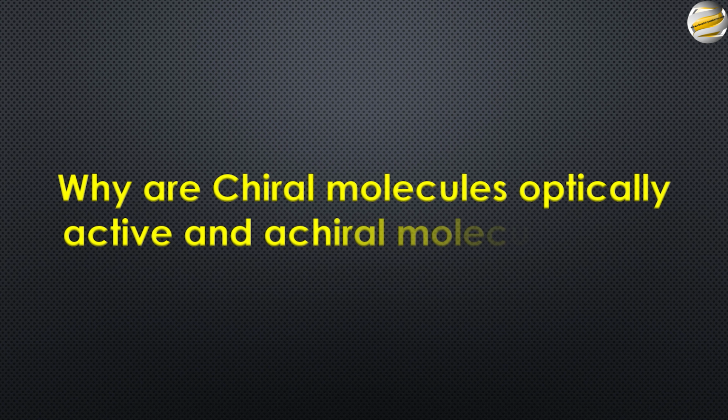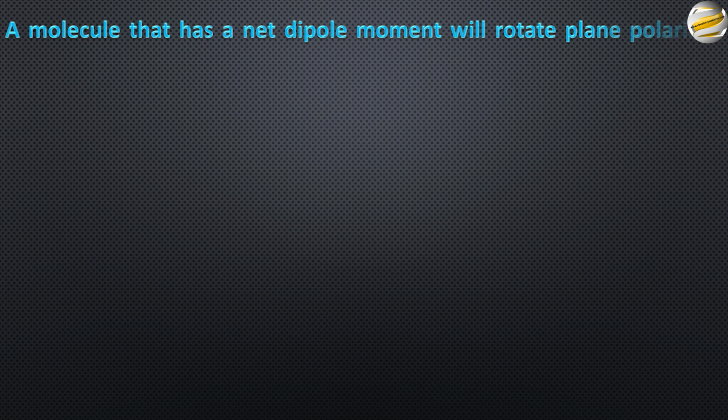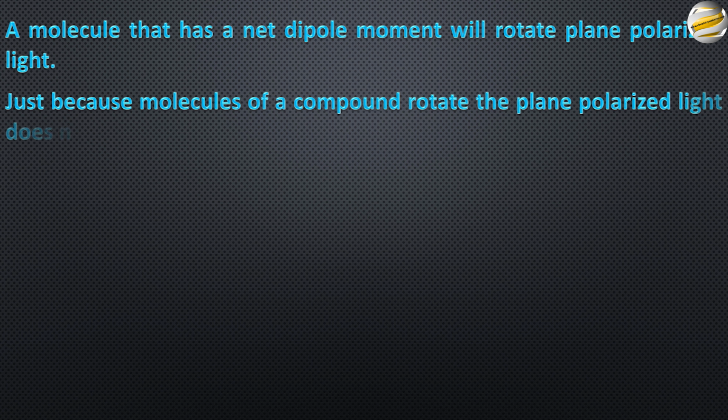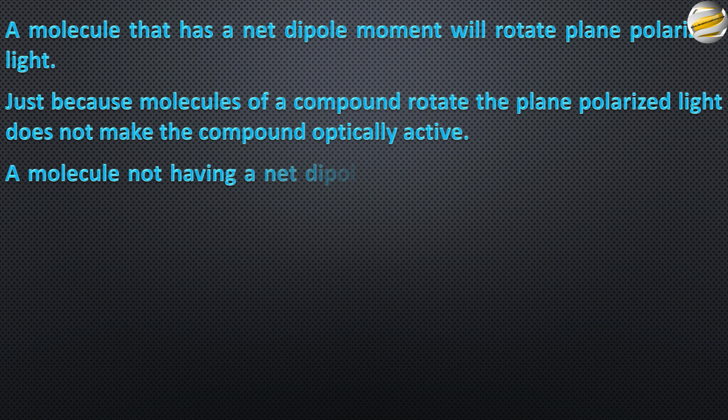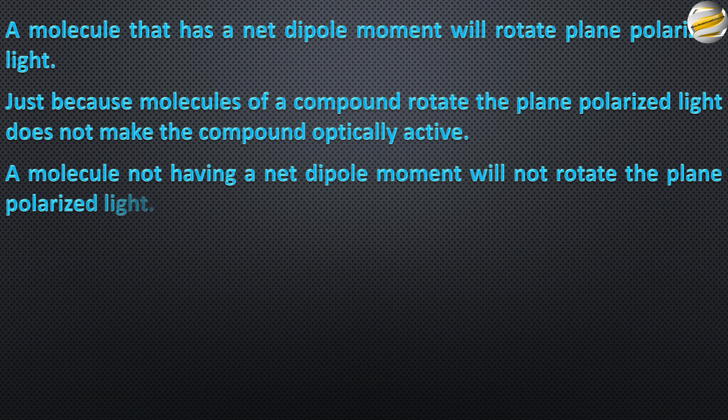Why are chiral molecules optically active and achiral molecules not? We need to understand certain points. First, a molecule that has a net dipole moment will rotate the plane polarized light, and it will do so always. Just because molecules of a compound rotate the plane polarized light does not make the compound optically active. A molecule not having a net dipole moment will not rotate the plane polarized light.